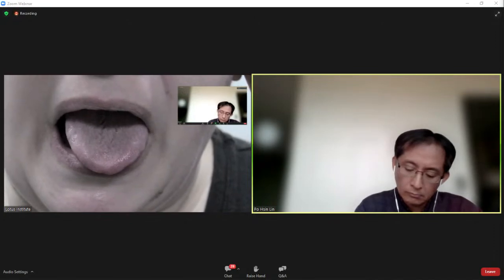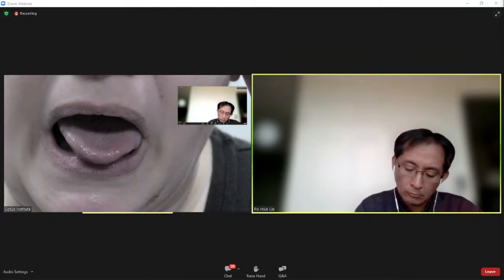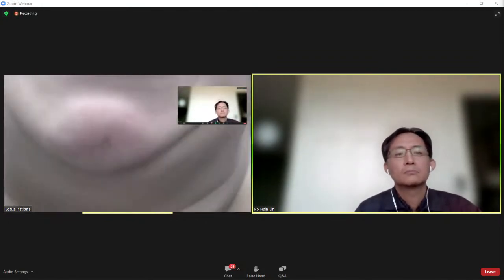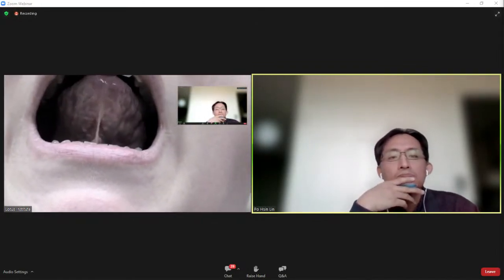And it has an undertone of purple. Okay, look up under your tongue, like this. Okay. There are some distended veins showing.